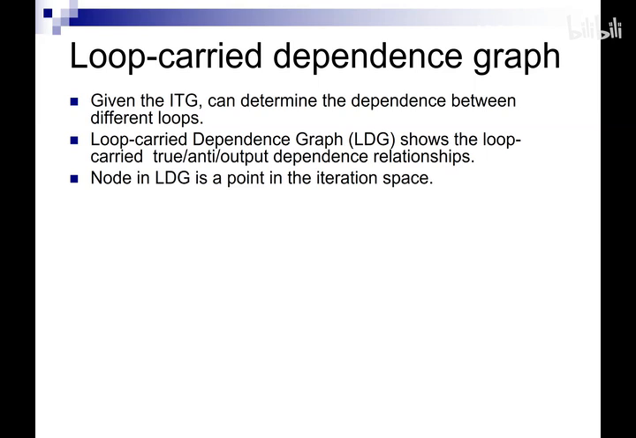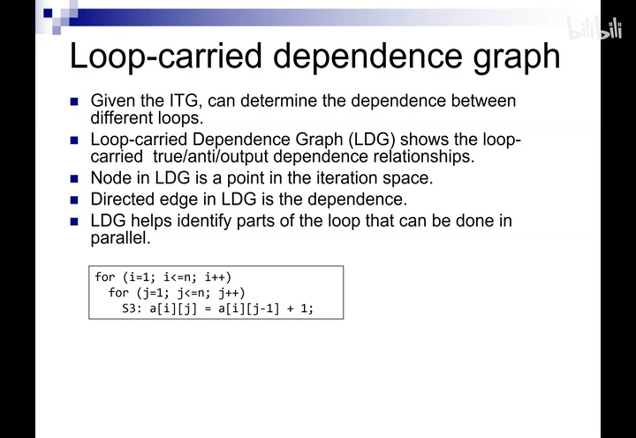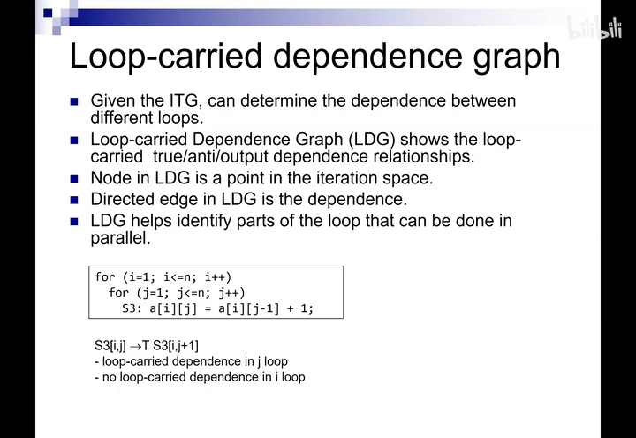In the LDG, again, we're going to create nodes for all of the iterations of the loop. Now the directed edges don't represent the order of execution anymore. Rather, they represent whether there are dependencies between different iterations. If we form this LDG, then we can determine from the graph where the dependencies are. As an example, suppose you have this loop over here. We see that there is a loop carry dependence in the j loop, and there's no loop carry dependence in the i loop.